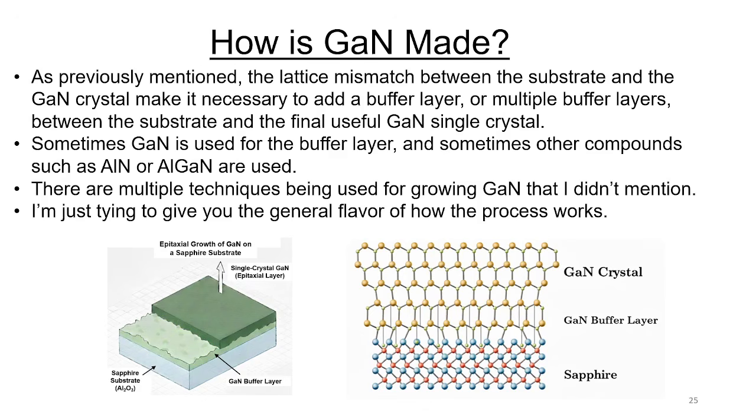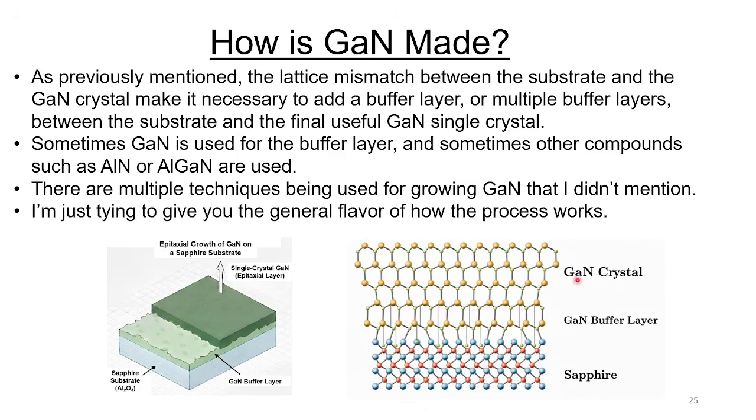Now there are multiple techniques being used for growing gallium nitride that I didn't mention. I'm just trying to give you the general flavor of how the process works. And let's look at these diagrams down below here. So this diagram on the left, we would start with a sapphire substrate. Then we would epitaxially grow a layer of gallium nitride on here, and this is a buffer layer. And then eventually we would end up growing a higher layer of gallium nitride on here, but this would be single crystal gallium nitride that would give you a high electron mobility.